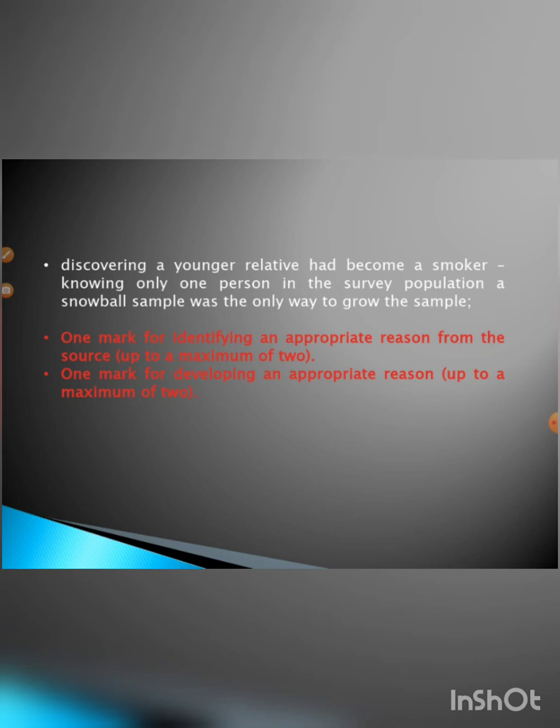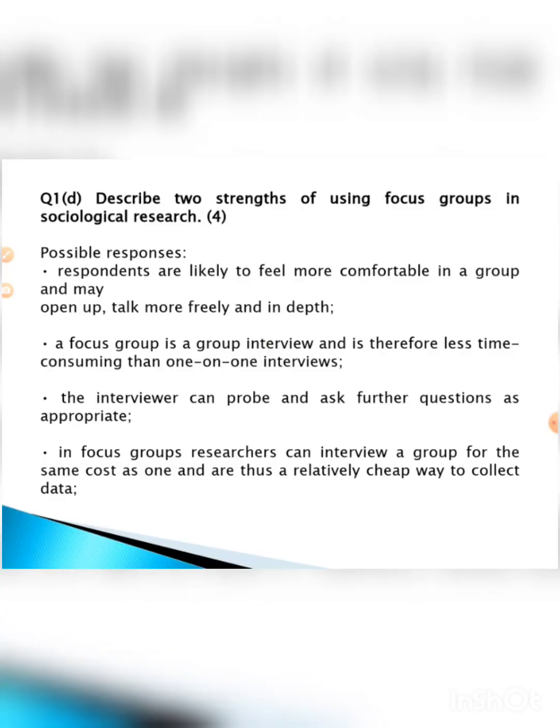So you get 2 marks if you identify one reason and then explain it, and you get another 2 marks if you identify one reason and then explain it. Then you have question number 1, part D. Describe 2 strengths of using focus groups in sociological research. It's a random question, so you should know what a focus group is. It's identified in your marking scheme that respondents are likely to feel more comfortable in a group and may open up, talk more freely and in depth.